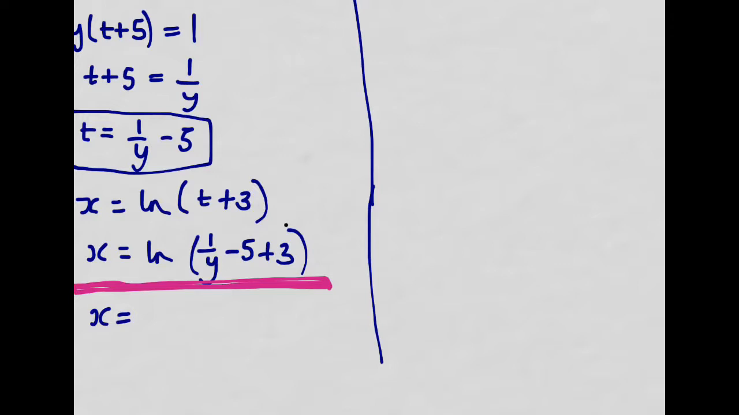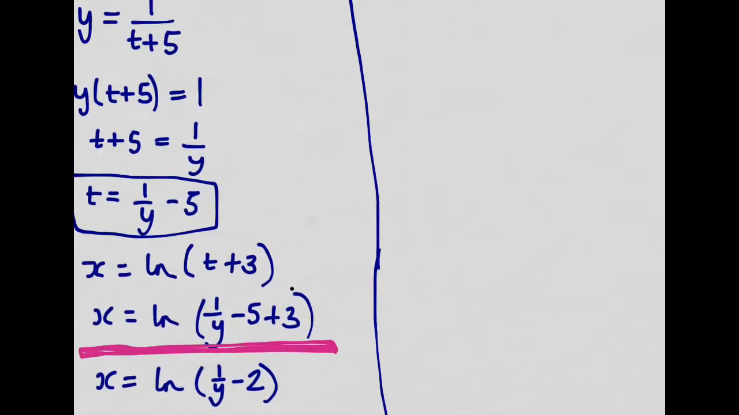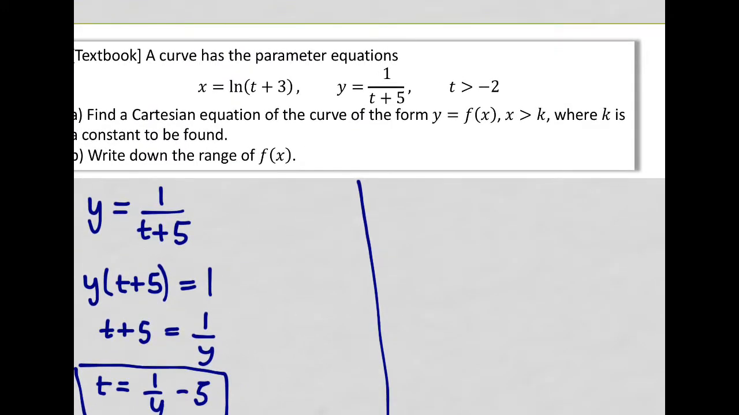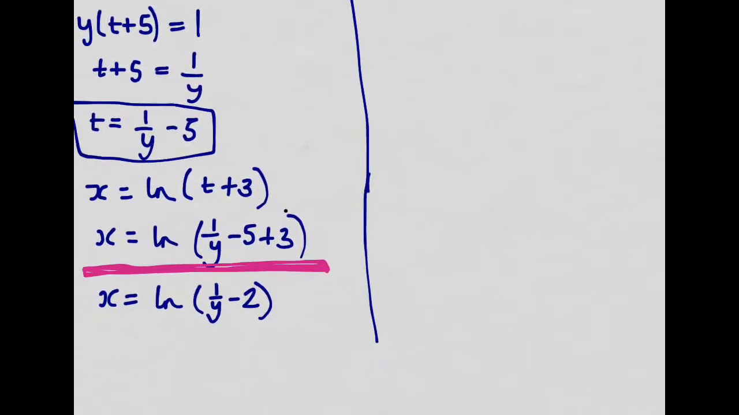So here I then could write ln, let's turn that to blue, the natural log of 1 over y, subtract 2. Now that is the Cartesian equation, but if you remember back to the beginning, it does ask for it in the form y equals f of x.